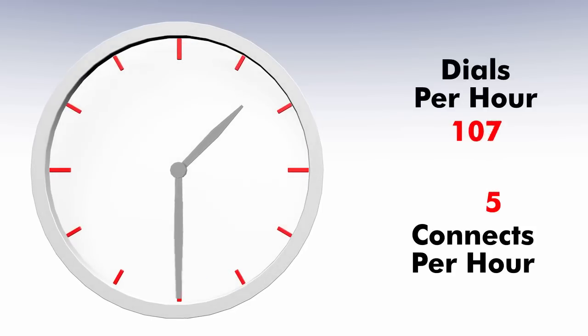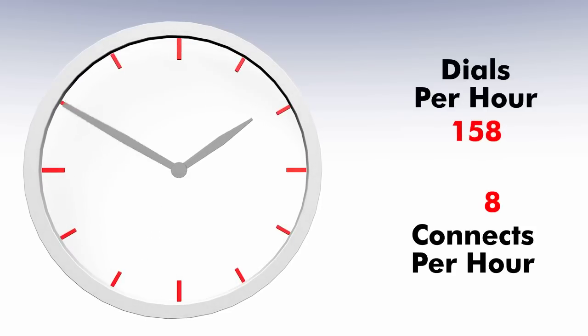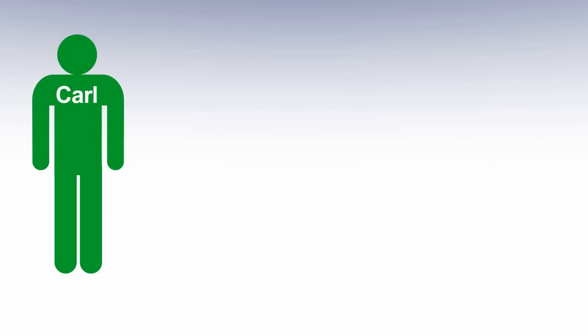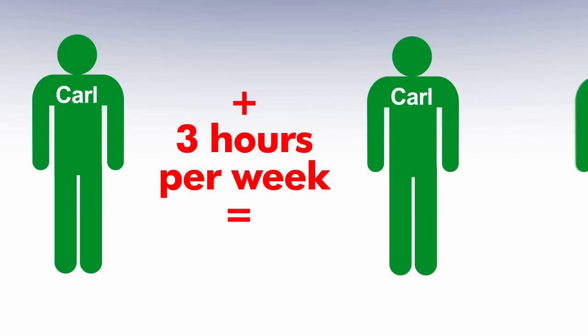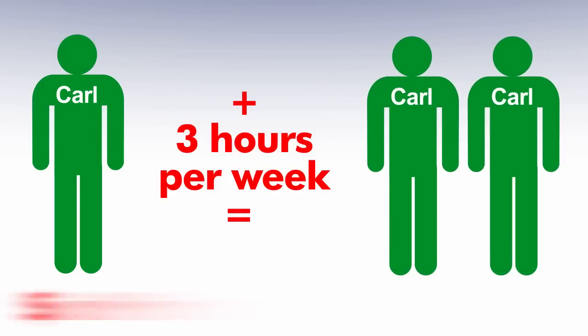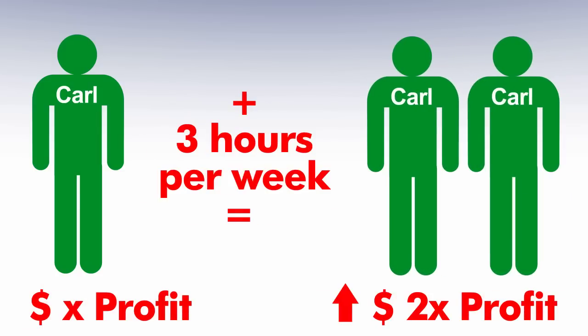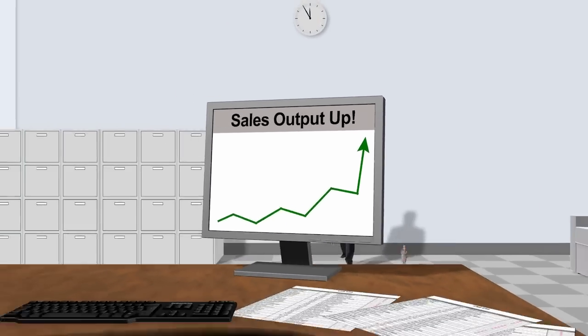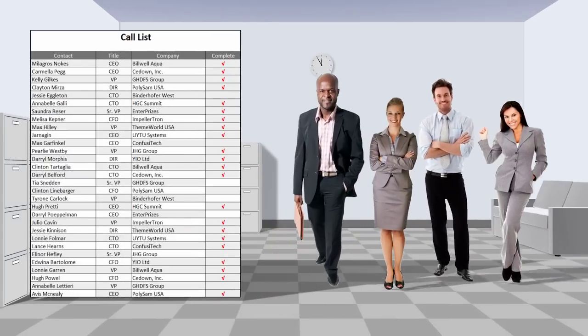Using ConnectLeader, Carl can get more connections in an hour than he could previously in a day. Carl can double his output by using 3 hours of ConnectLeader per week, which results in more clients acquired without increasing headcount. Carl gets to do what he does best, make sales. Now that's straight to the point.